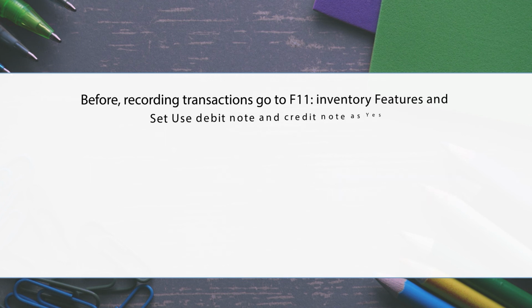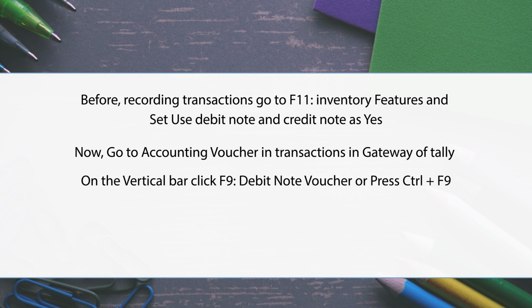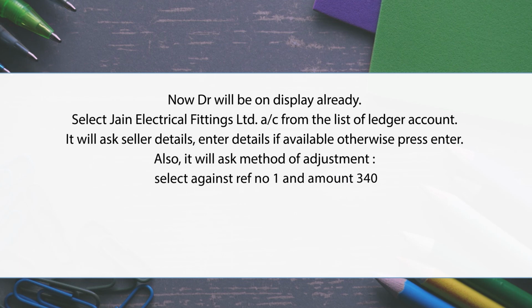Now again, before recording the transaction, you have to go to F11 inventory features and set the use debit note option as yes. Then again come to the main screen, go to accounting voucher and then press on the vertical bar F9 debit note voucher, or Control plus F9 from the keyboard. Debit note voucher will open with serial number 1. Put the date of transaction and the original invoice number if available. Now debit will be on display already.